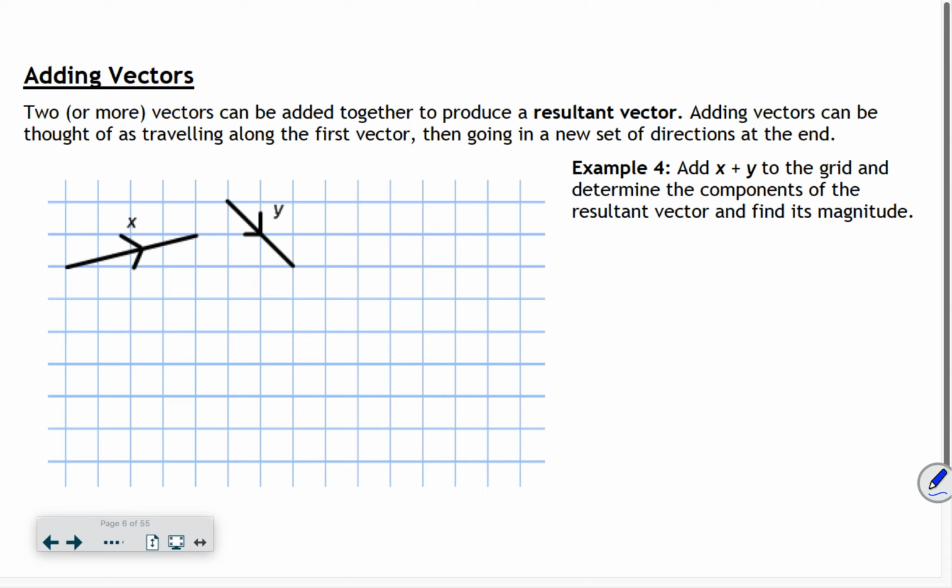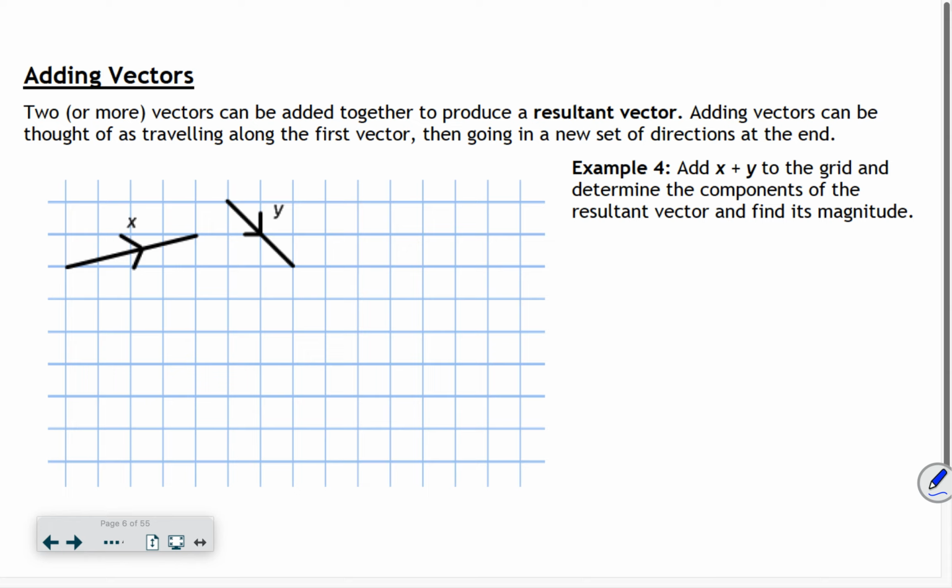When I add two or more vectors together, the overall journey is called the resultant vector. Okay, so if I was to travel a journey of vector x and then a journey of vector y, that's a long way of doing a journey from the very start to the very finish. And it's very, very easy to add vectors together. Like I say, we just draw them nose to tail.